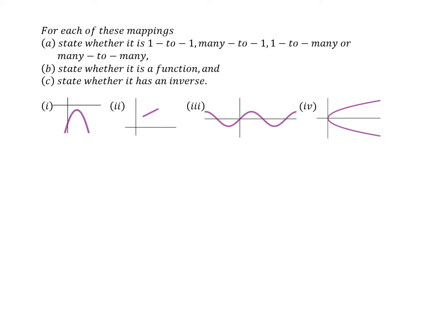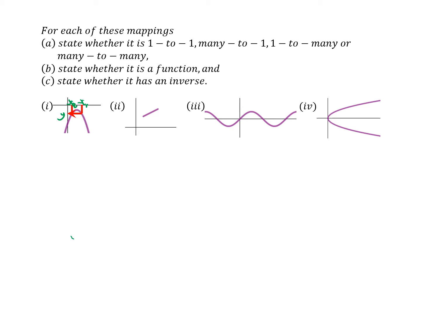Well, taking the first graph, we can see that there are many values of x mapping to one value of y. Let's call this first one x1, and that x2, and both of those are mapping to this same value of y, so that's many to one. The second one is one to one.